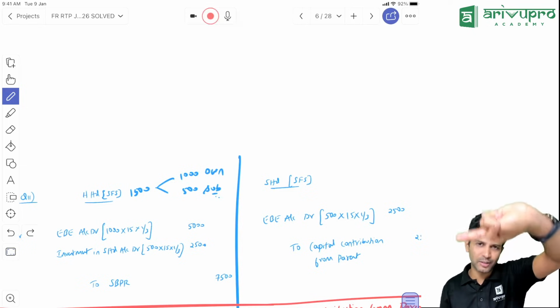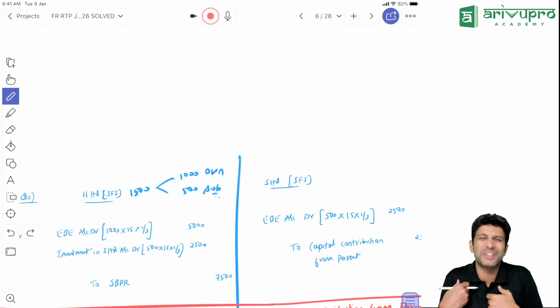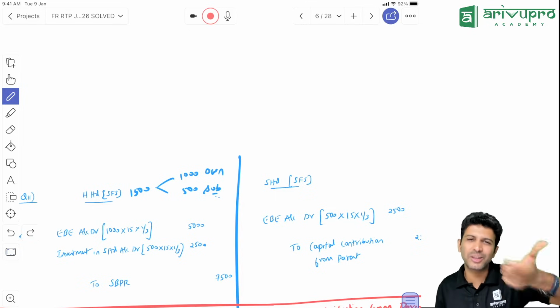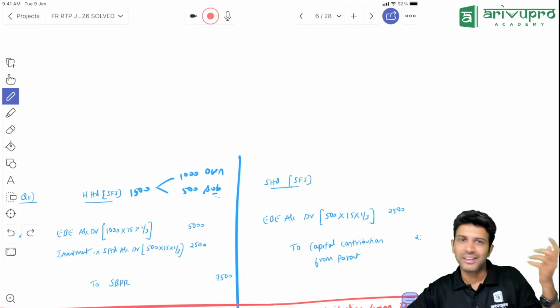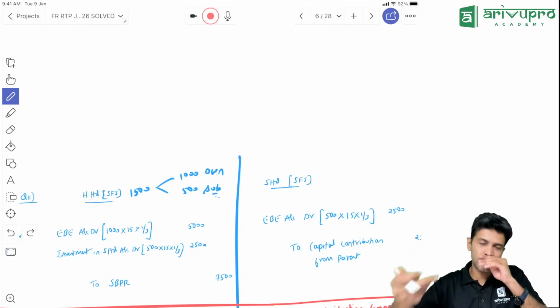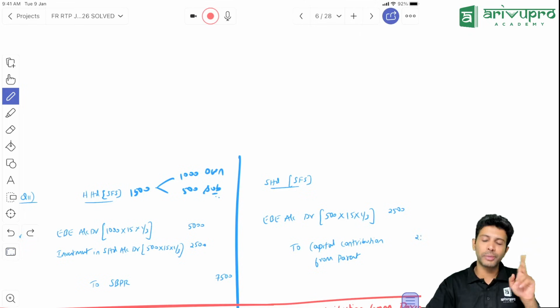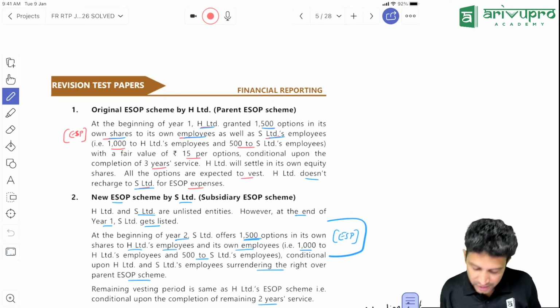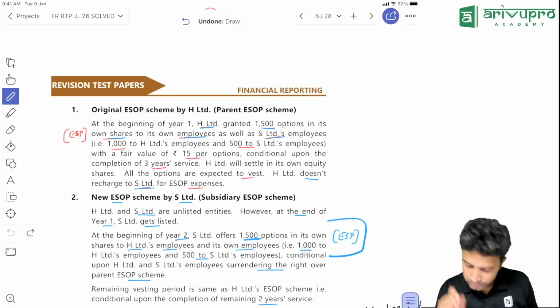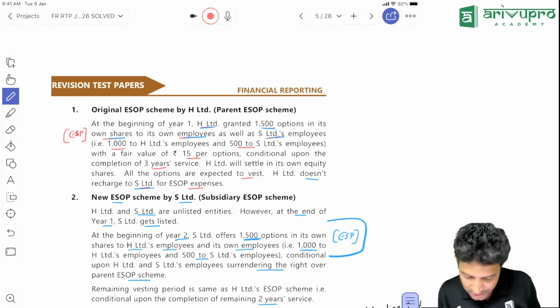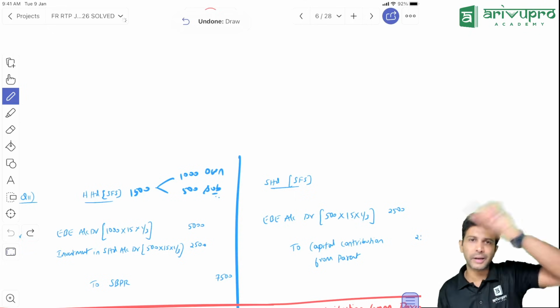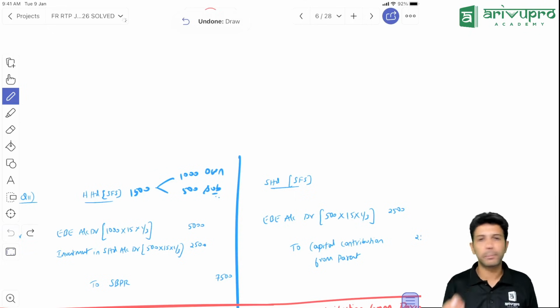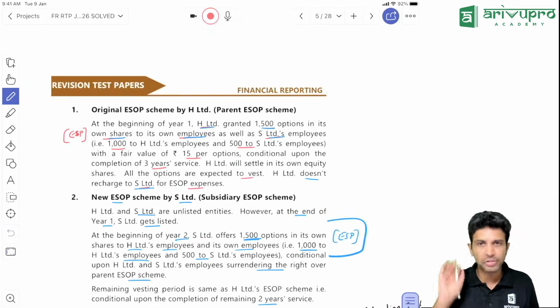Second year beginning, reverse. The subsidiary company got listed. We want a listed company's share so that it becomes easy to transact and buy, so that employees also will feel good. Whenever they want, they can sell and go. So hence the scheme got reversed now. In year 2 beginning, the subsidiary is saying, I will give 1,500 shares. Of this 1,500, 1,000 shares I will give to the parent's employees and 500 to my own employees. Since it got listed, they made this modification.